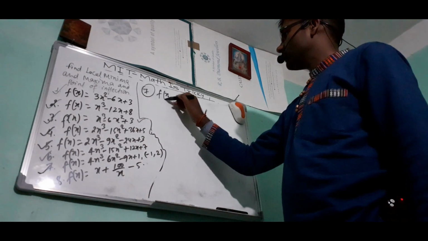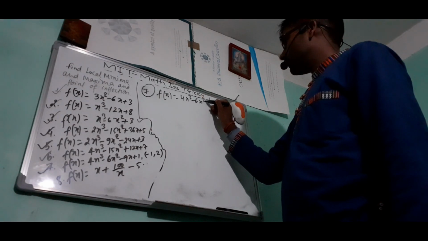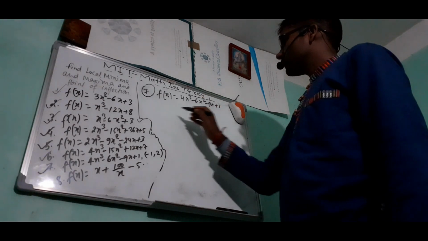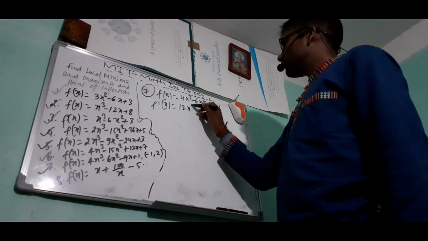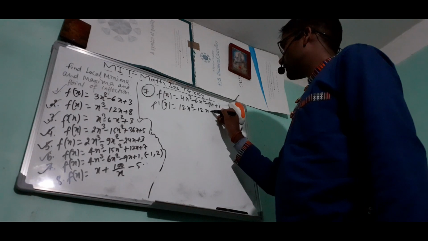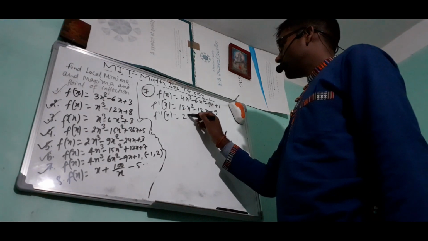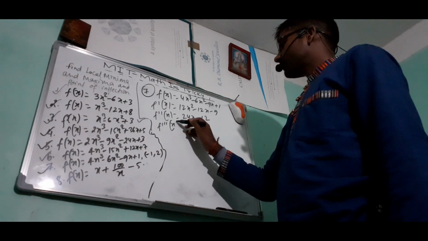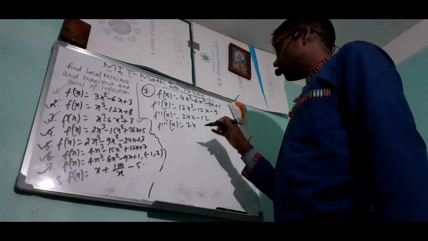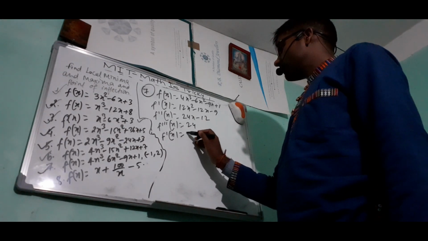f(x) is given to be 4x cubed minus 6x squared minus 9x plus 1. If you find the first derivative, it will be simply 12x squared minus 12x minus 9. Let's find the second derivative. It will be 24x minus 12. Let's find the third derivative also. So 24.